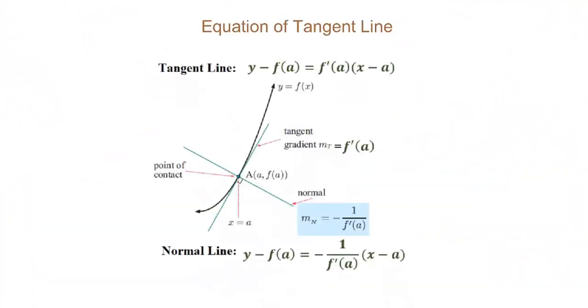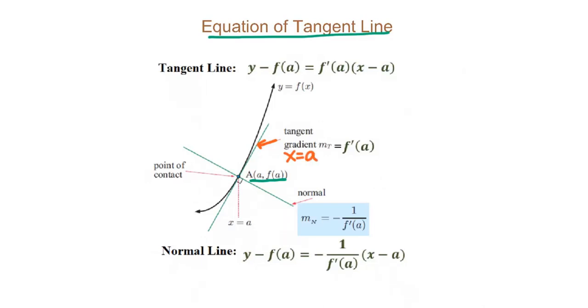This video is about the equation of a tangent line. So we know this curve. There's a point A. We know the tangent line is the line that just touches the curve at one point, like this line. This is the tangent line of the curve at x equals a.